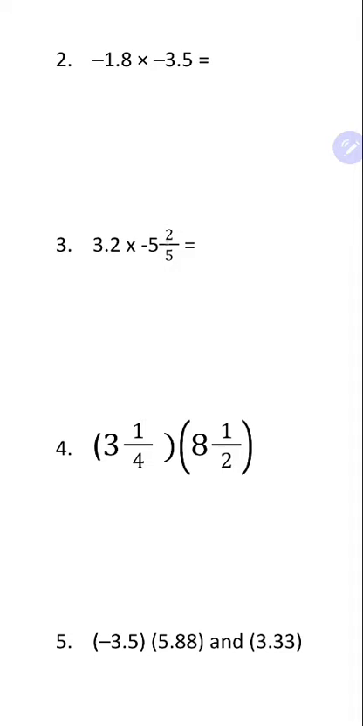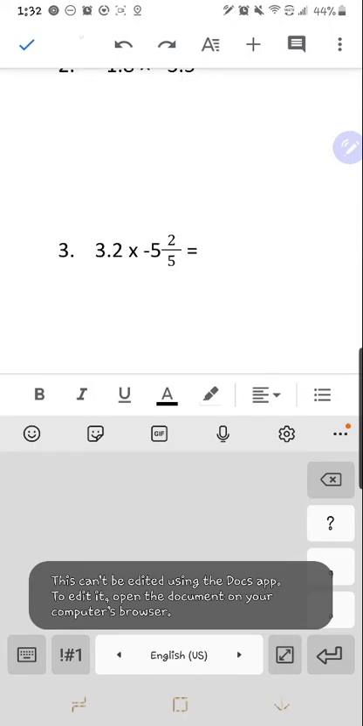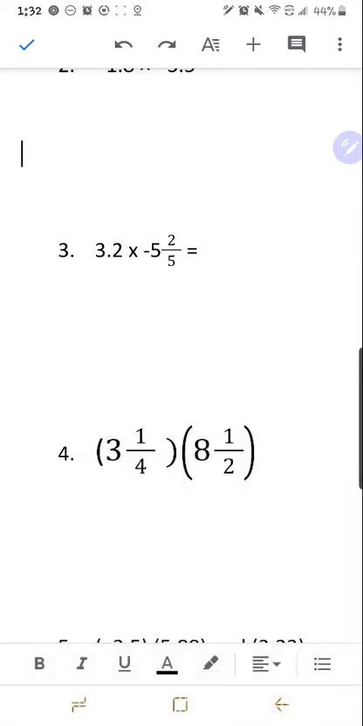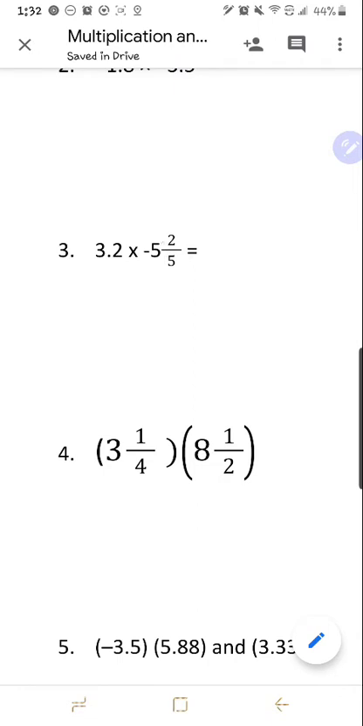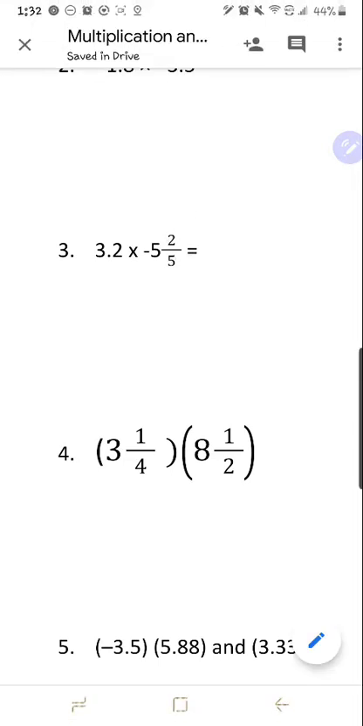Remember, we have to turn this mixed number into a fraction. Okay, I'm sorry, not into a fraction, into a decimal. So the way you do that, you would multiply the denominator with the whole number, and then you add the numerator. So for example, 5 times 5 plus 2 will be 27 on the top, 27 over 5.